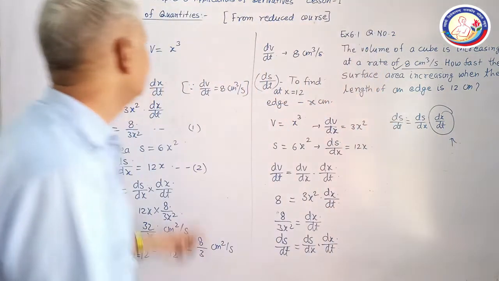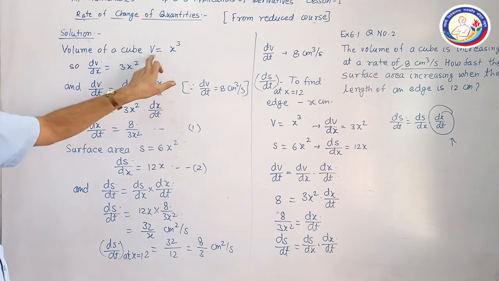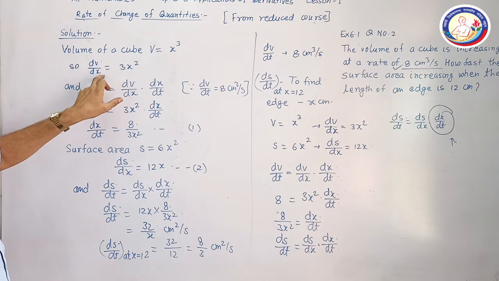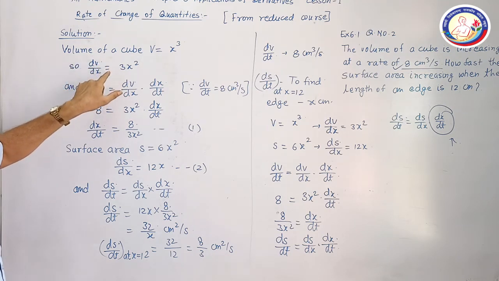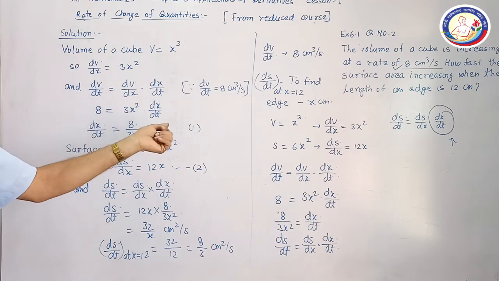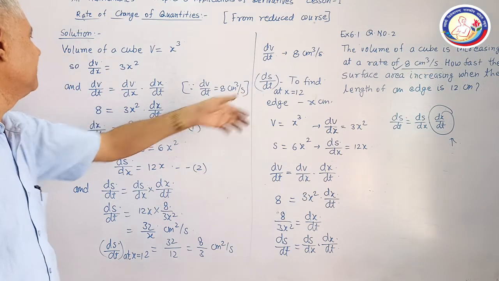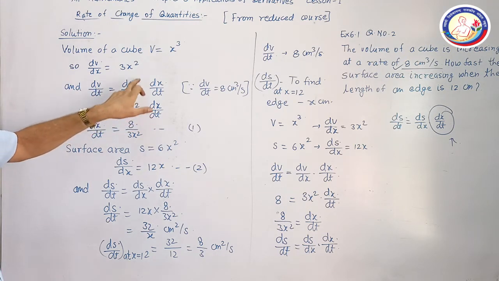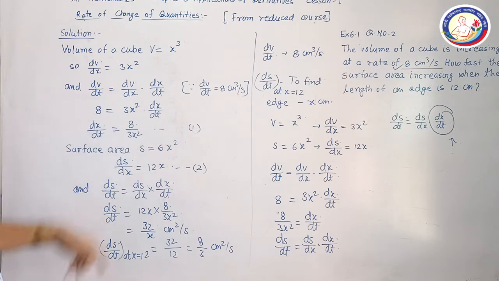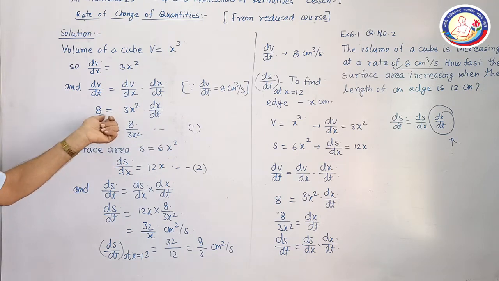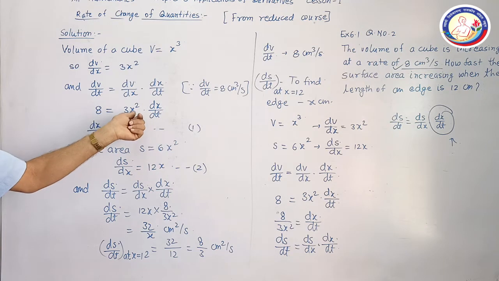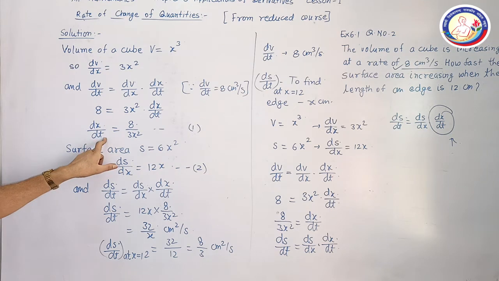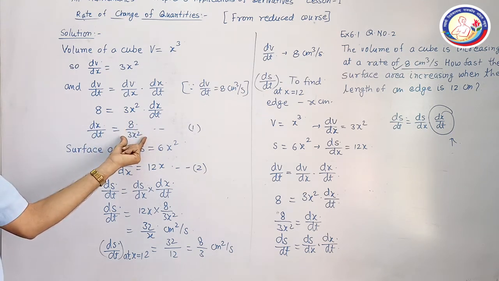for this we will use the function of volume. Volume is x cube, so its derivative will be 3x square. The rate of change with respect to x in volume is this, and this is given to be equal to 8 cubic centimeters, and by chain rule derivative of v with respect to t is dv by dx into dx by dt. So we have substituted here 8 and 3x square from this relation. We come to this step. Now what is derivative of x with respect to t? It is 8 upon 3x square.